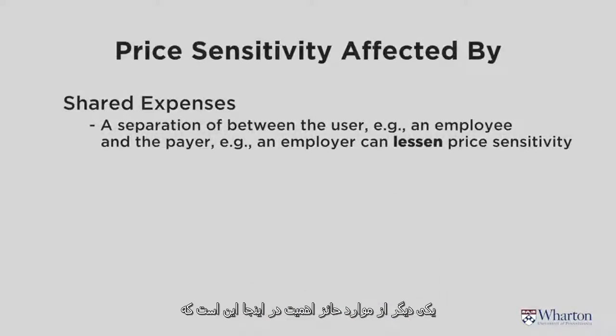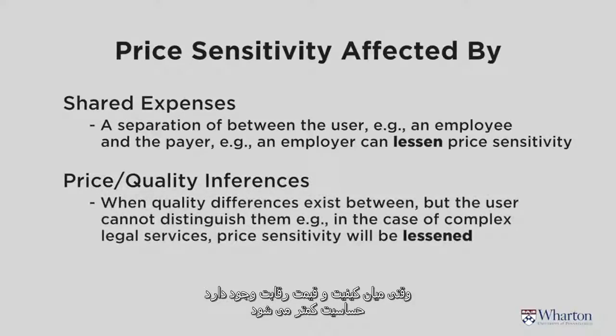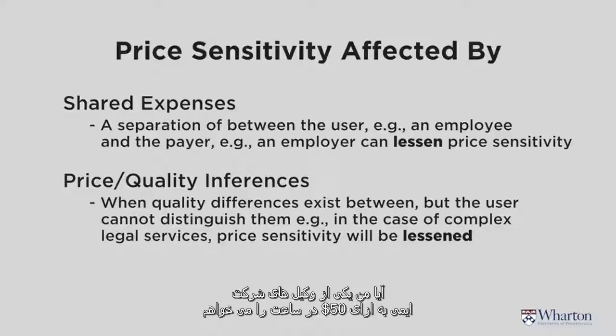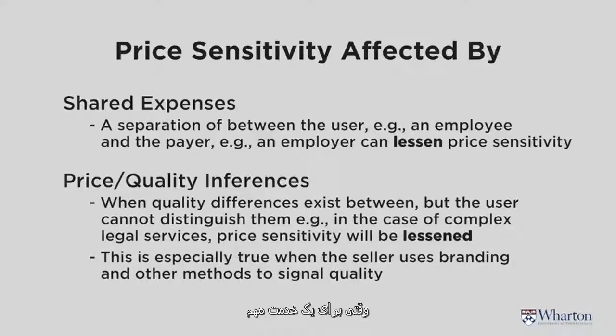A couple of other things that are interesting here. When there's a price quality inference, I become less price sensitive. So if I needed to hire a lawyer, for example, if I were in some kind of trouble with the immigration service, do I want Amy's cheap lawyers at $50 an hour, or do I want Chris's expertise lawyers at $500 an hour? In that case, where there's an inference that the higher price leads to a higher quality, certainly for an important service, then my price sensitivity is again lessened.